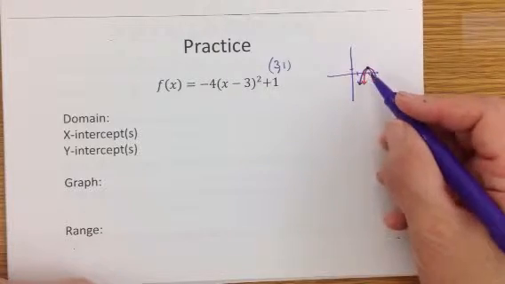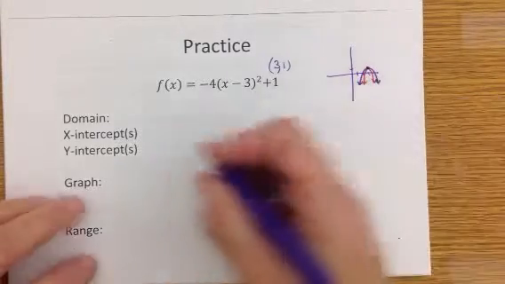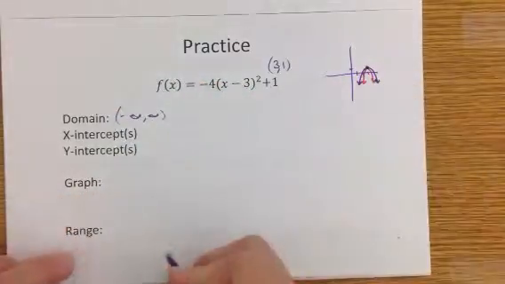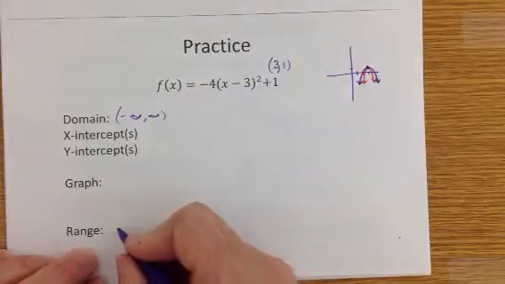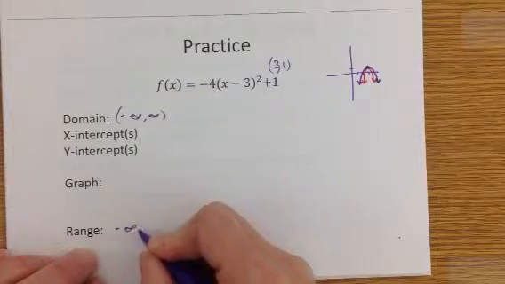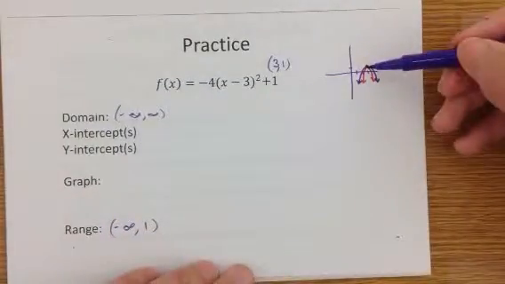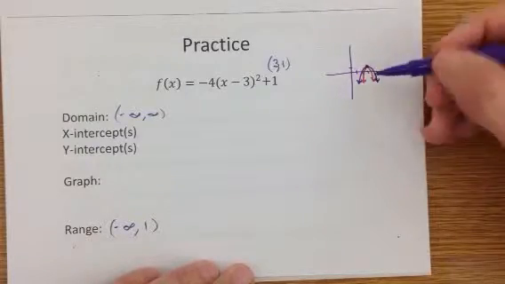Whatever questions we can. So we can see that the domain is going to be negative infinity to infinity, right? The x's keep going forever. My range is going to be negative infinity up to positive 1. Please don't write it as 1 to negative infinity, okay?